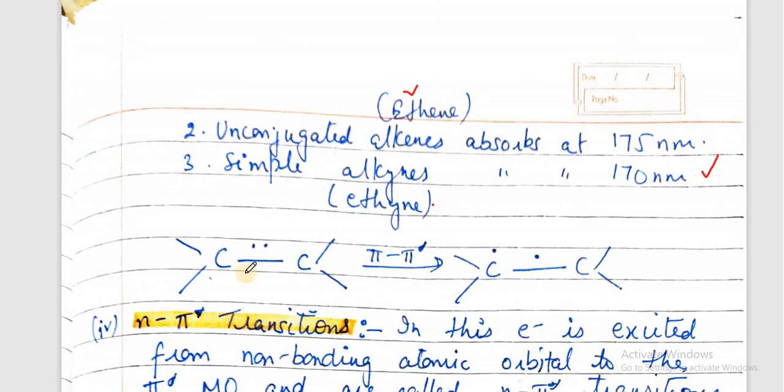We can show this for carbon-carbon. These two electrons represent a single bond, that is, these are two bonds. These are pi electrons, and one electron is excited to the higher state, as shown here. This is the single electron, and this is the excited electron.